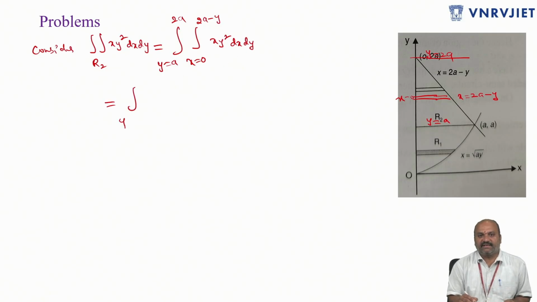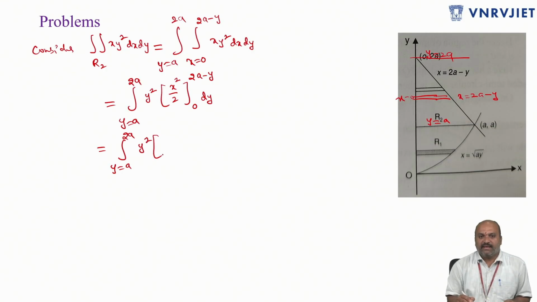Now let's simplify. First integrating with respect to x, since x limits are functions of y. We treat y as constant, so y square is constant. Integral x dx is x square divided by 2. Upper limit is 2a minus y, lower limit is 0. Next with respect to y, this is integral y equals a to 2a. This is y square, and instead of x we substitute 2a minus y. It is 2a minus y whole square divided by 2. Lower limit is 0, it has no contribution. So dy.